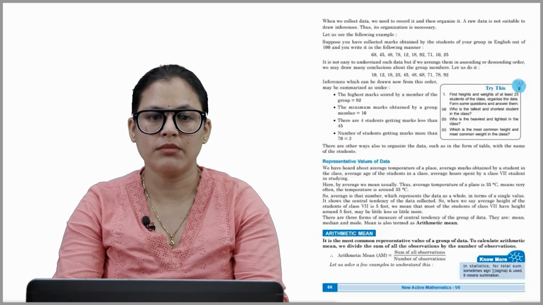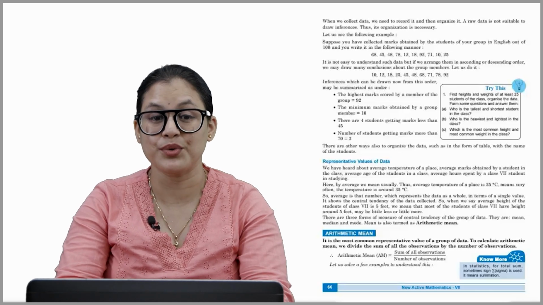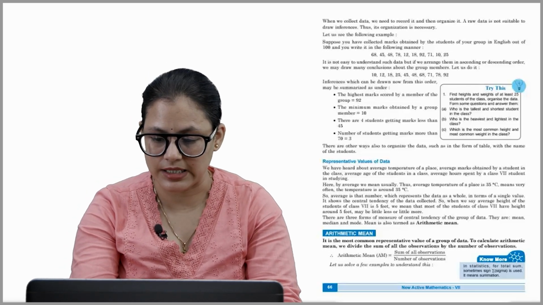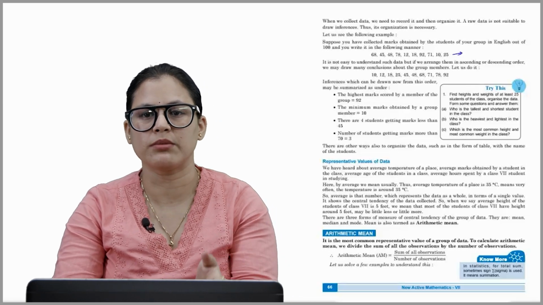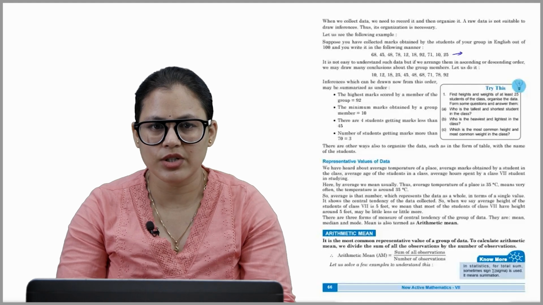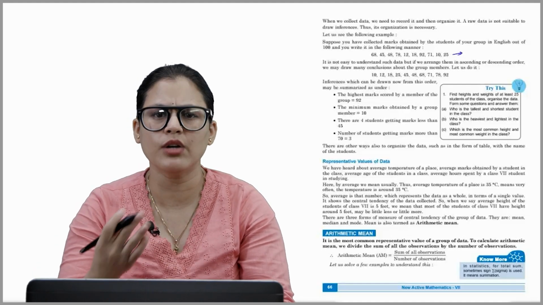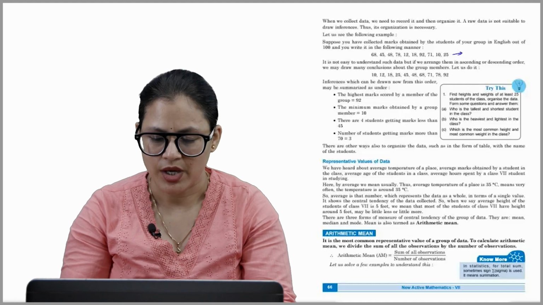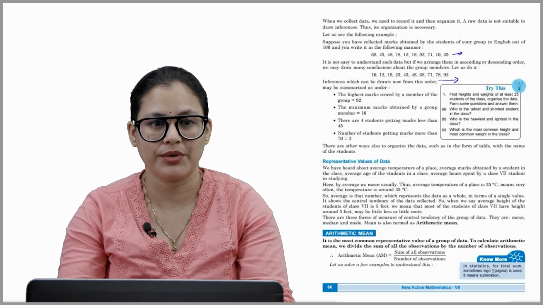Suppose you have collected marks obtained by the students of your group in English out of 100 and you write it in the following manner. Okay, see, these are the numbers or marks obtained by the students. It is not easy to understand such data, but if we arrange them in ascending or descending order, we may draw many conclusions about the group members. Okay, so now we have arranged this data in ascending order.